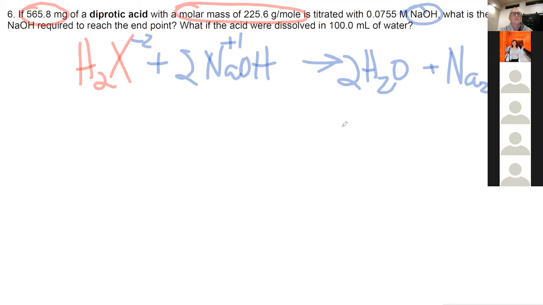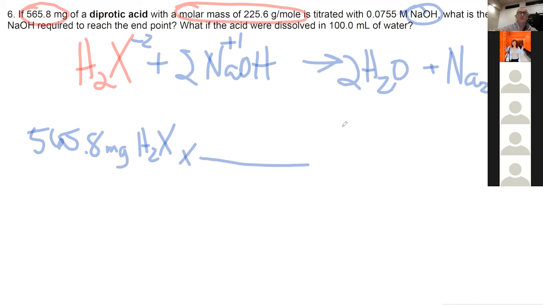We can compute for the moles of the diprotic acid. We don't know the number of moles of base, but we can calculate the number of moles of acid. So let's do that. So we've got 565.8 milligrams of H2X. Now I want to convert that.